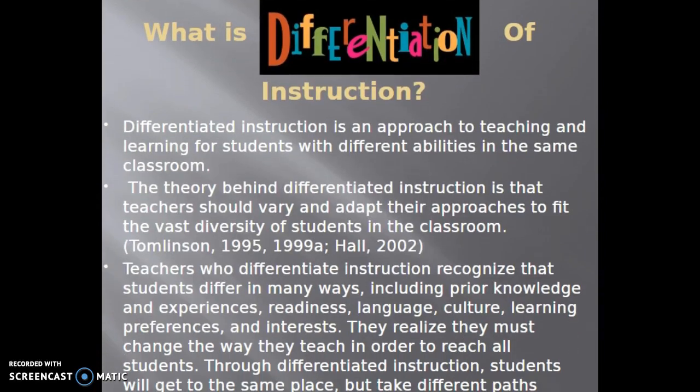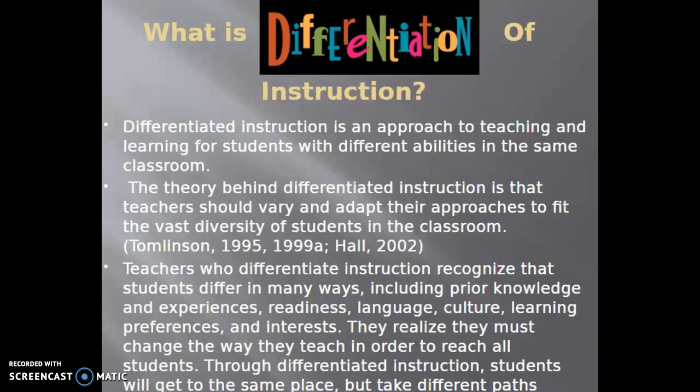Okay, let's look at specific definitions. Differentiated instruction is defined as an approach to teaching and learning for students with different abilities in the same classroom. So differentiation is a theory that is based on the fact that teachers should adapt their approaches to fit the diversity of students in the classroom.